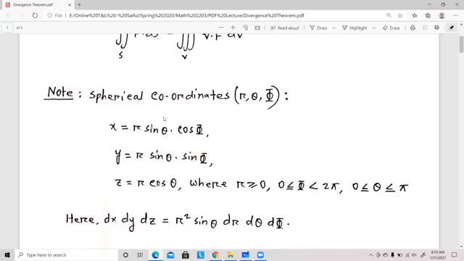And the relation between Cartesian and spherical coordinates are these: x equal to r sine theta cos phi, y equal to r sine theta sine phi, z equal to r cos theta, where the range of r is greater than or equal to 0, phi is from 0 to twice pi, and theta is from 0 to pi. Okay, and dx dy dz equal to r square sine theta dr d theta d phi. So we have to keep in mind this relation between Cartesian and spherical coordinates.